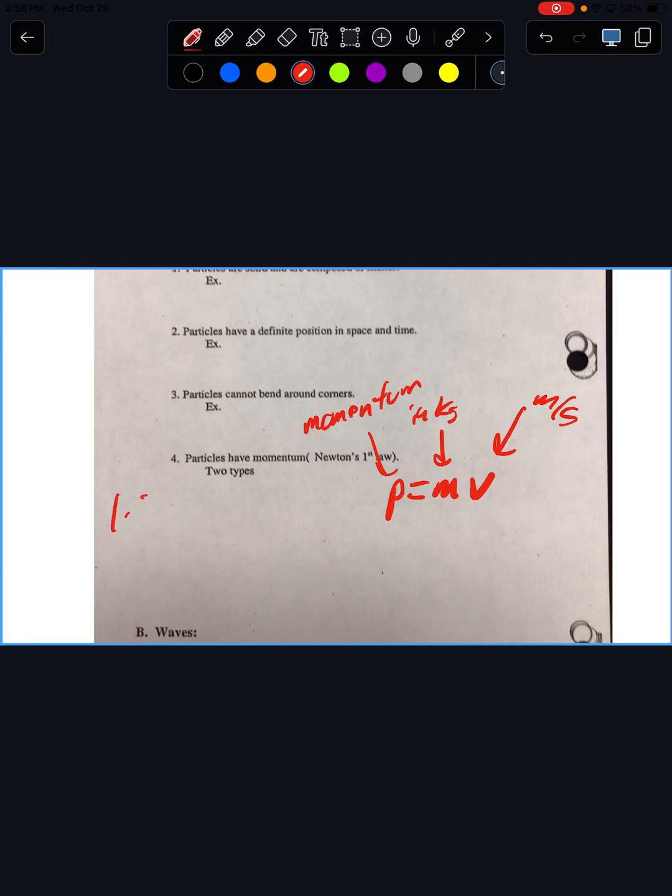Okay. There are two types of momentum. Linear, which is a straight line. And that's the equation for it. P equals mv. The other type of momentum is angular, which is in a circle.